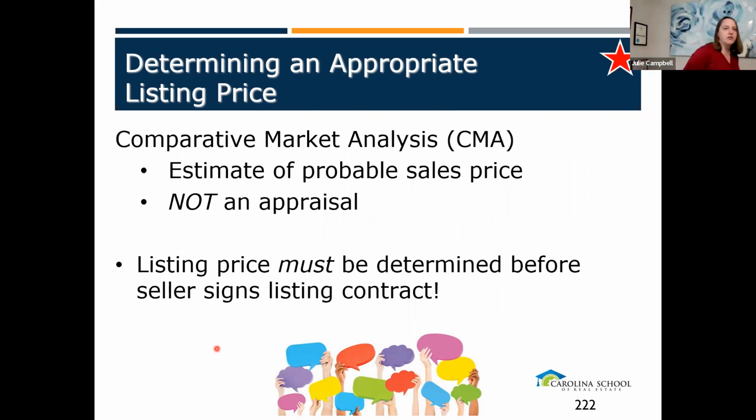And to help the sellers determine that, we're going to perform something called a comparative market analysis, also known as a CMA. A CMA is studying homes that recently sold nearby. By studying the market and knowing what has recently closed, it'll help us learn. We know what a buyer was willing to pay for the home next door, so that'll help us arrive at an appropriate listing price for this property.